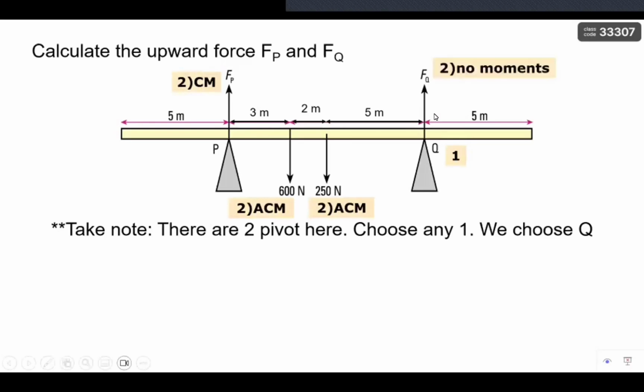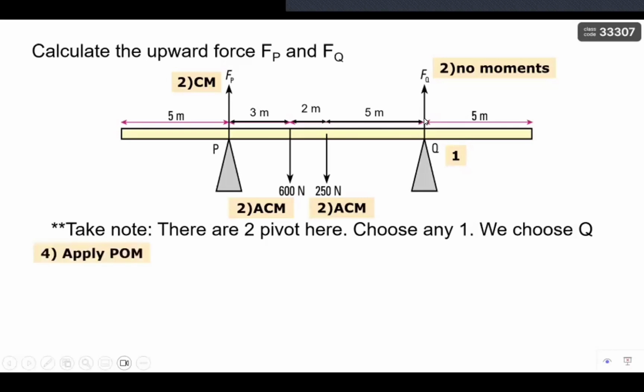Then step number 3, I'm supposed to mentally think about the perpendicular distance between each force and the pivot. So for FP, the perpendicular distance is 3 plus 2 plus 5, 10 meters from the pivot. And then 600 newtons will be 2 plus 5, 7 meters from the pivot, and 250 newtons will be 5 meters from the pivot. And then I'm going to apply my step number 4, which is to apply my principle of moments.